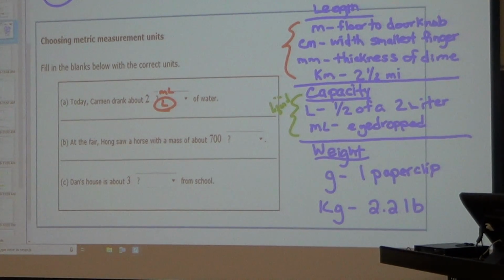Liters, because milliliters are the little shot glasses. So liters is the one that makes the most sense. You're going to drink a lot of water.